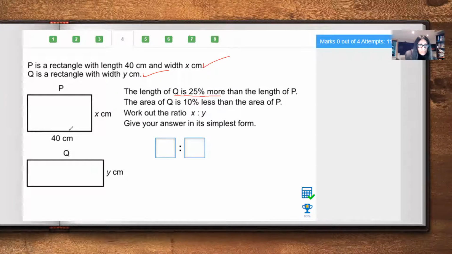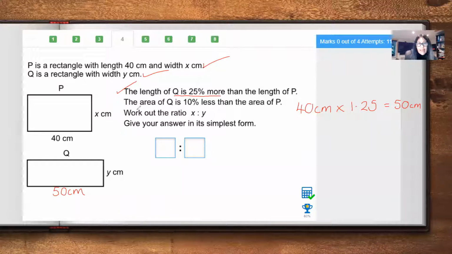So P is 40 centimetres. We could either find 25% and add it on, but it's a calculator question. So we've gone from 100% to 125%. As a decimal, that's 1.25. So you put that in your calculator, 40 times 1.25. Yes, I can do it in my head, but we all make mistakes, so let's use the calculator. That gives me 50 centimetres. So that means Q has a length of 50 centimetres.